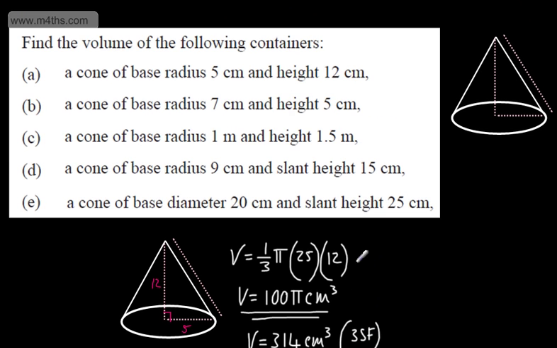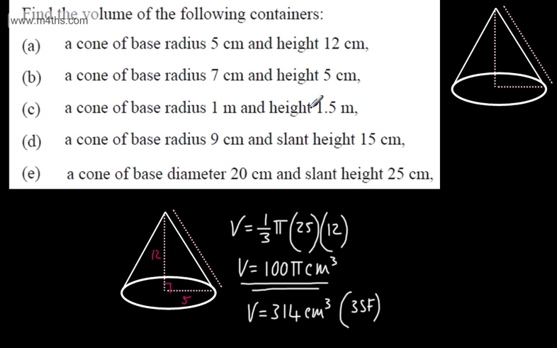So let's look at another one here. This one here, we've got 7 and 5. So in this particular case, we would simply square the 7, that would give us 49. We'd multiply it by the 5 and plug it in here. Okay, let's look at some other ones. These ones are nice and straightforward.